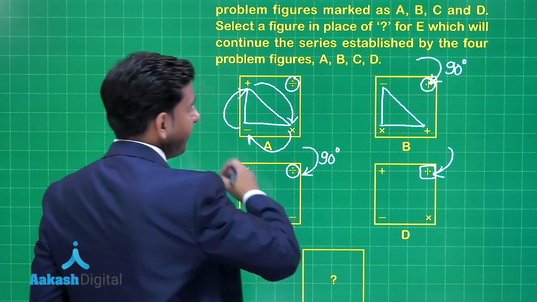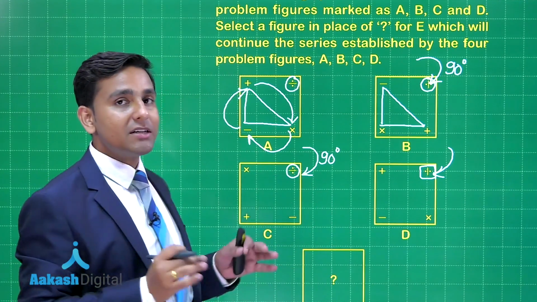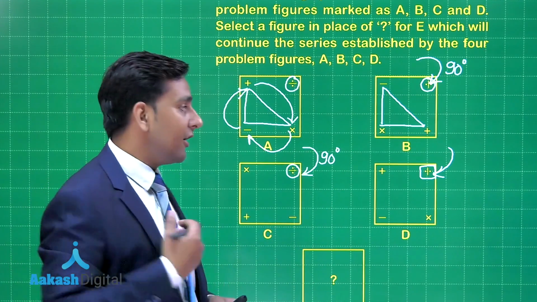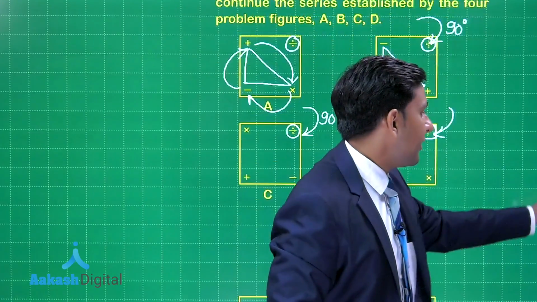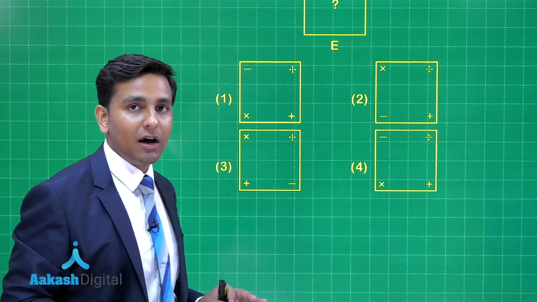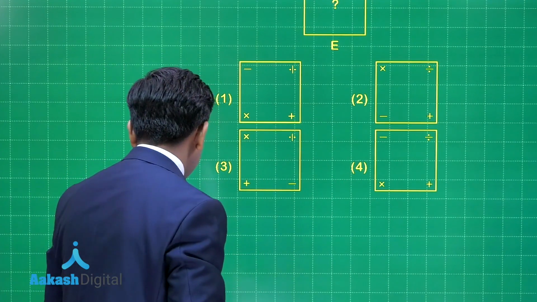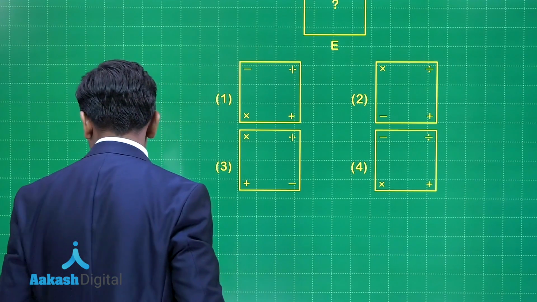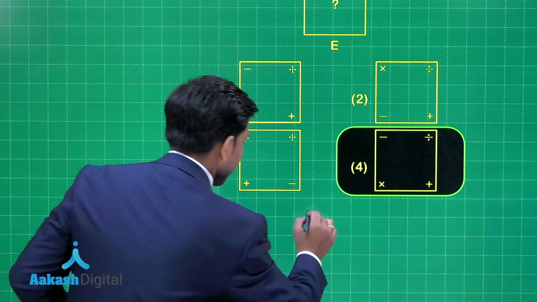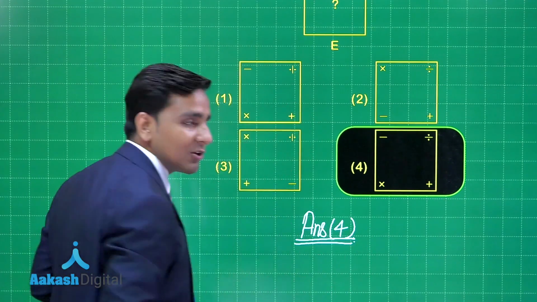So when we apply the same pattern for figure C and figure D, it is applicable. That means it is valid for all 4 given problem figures. And when we continue this pattern, we'll definitely obtain the figure which will replace the question mark. And by observation, you can say the fourth one is the correct choice for this question. So you can simply write option number 4 is the correct answer. I hope you understood this question.